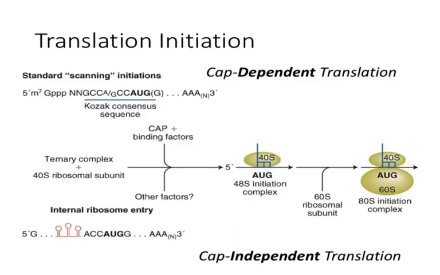It requires something like an IRES, or internal ribosome entry site. And we'll talk about this in a few minutes. We'll try to finish up with the IRES today. So here's how translation begins.